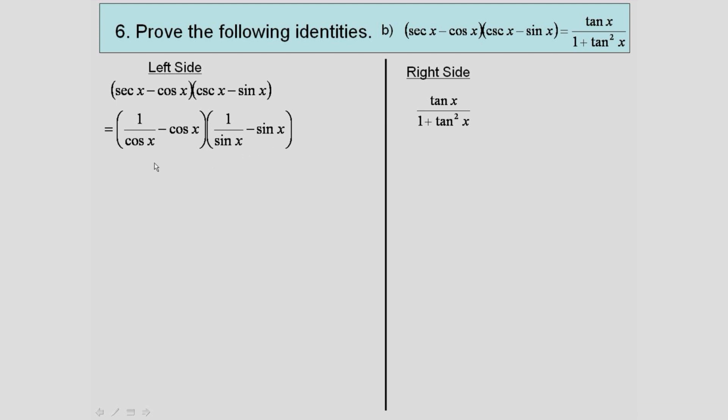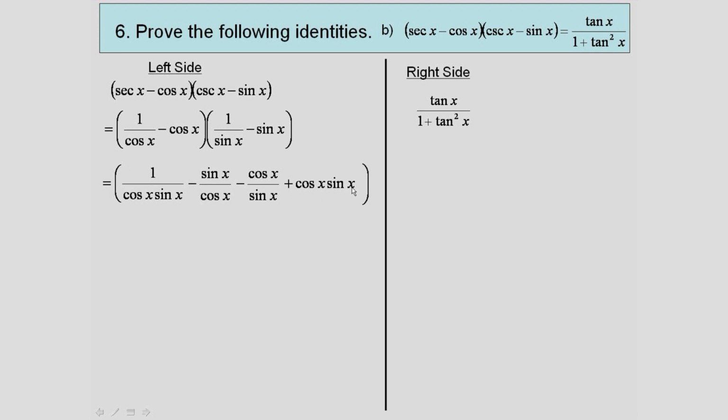We can do that, but we need to remember to distribute. So we'll get 1 over cos x times 1 over sine x, which is 1 over cos x sine x. We'll get 1 over cos x times negative sine x, which is negative sine x over cos x. Negative cos x times 1 over sine x is negative cos x over sine x. And negative cos x times negative sine x is positive cos x sine x.